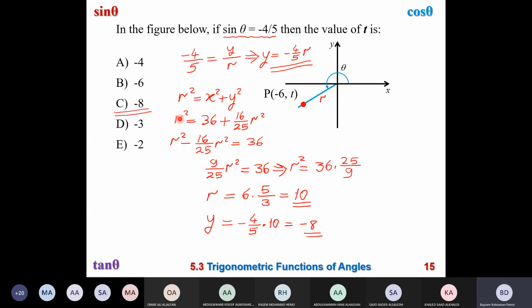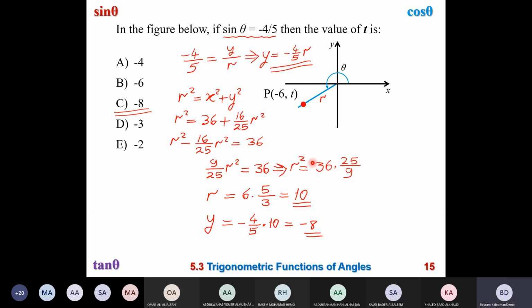So we can solve this equation for r. All right, I moved the 16 over 25 r square to other side. So 25 r square minus 16 will be 9 over 25 r square equals 36. And I multiplied both sides by 25 over 9, you see? So r square is 36 times 25 over 9. So r is equal to 6 times 5 over 3, which is 10.